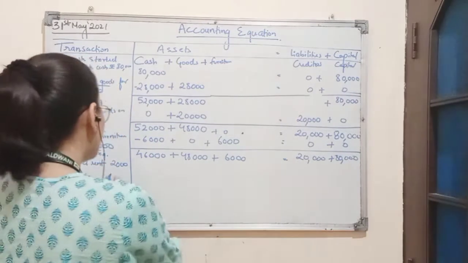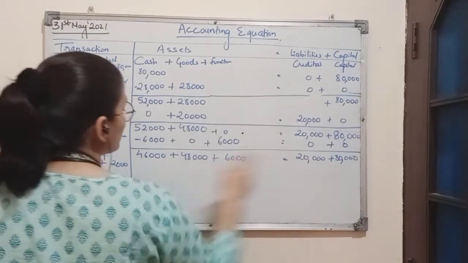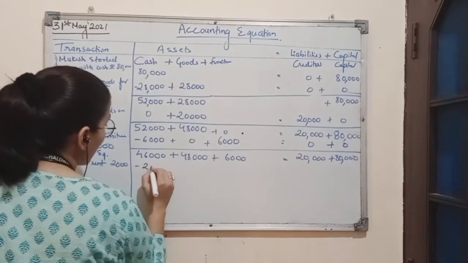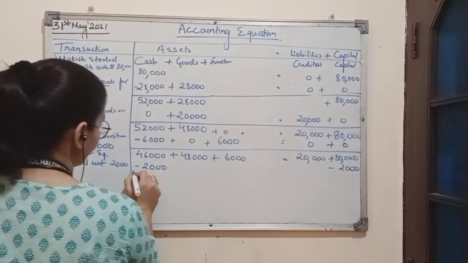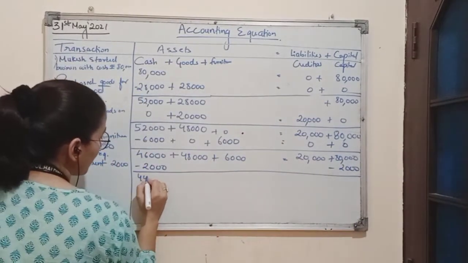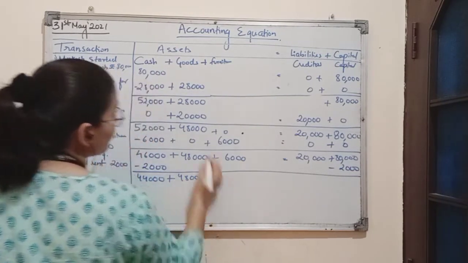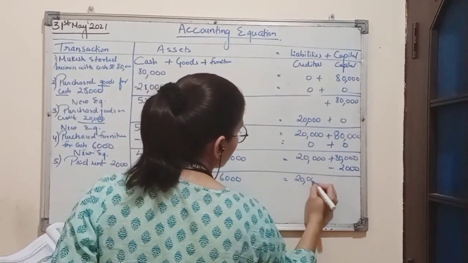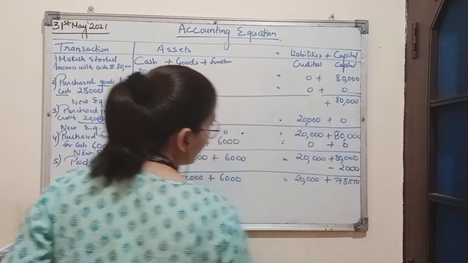We know whatever rent the firm has to pay, it will always have an effect on two sides: first cash and second capital. So we will deduct 2,000 from the cash column and 2,000 from the capital column. So by deducting 2,000, we will get the amount of cash 44,000, goods 48,000, furniture 6,000, liability remains the same 20,000 and capital amounting to rupees 78,000.